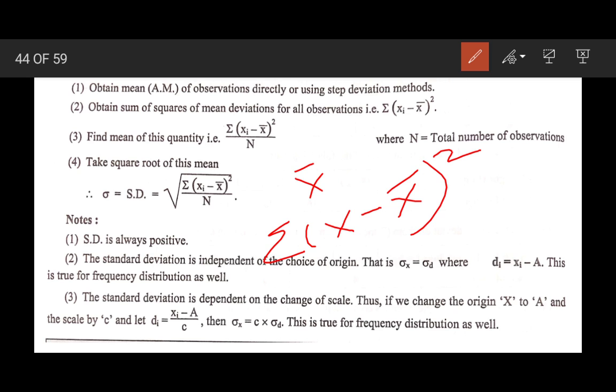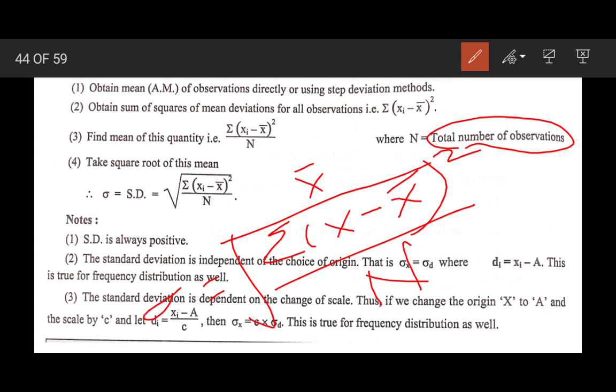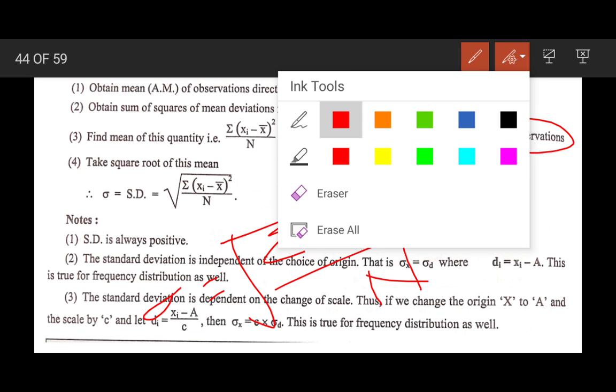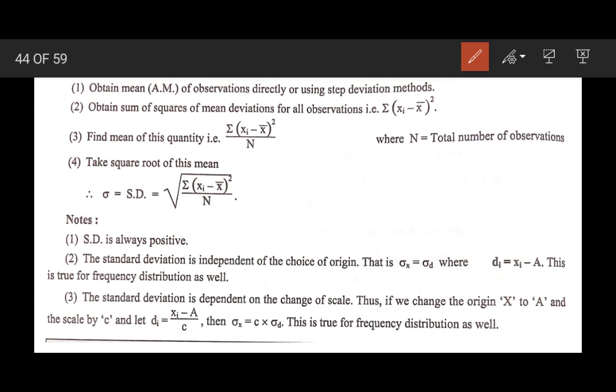Okay, and then we will find the ratio. We divide this value by the total number of observations. Then lastly, sigma is equal to the square root of this value. So these are the important steps of finding standard deviation. Now note that standard deviation is always positive.